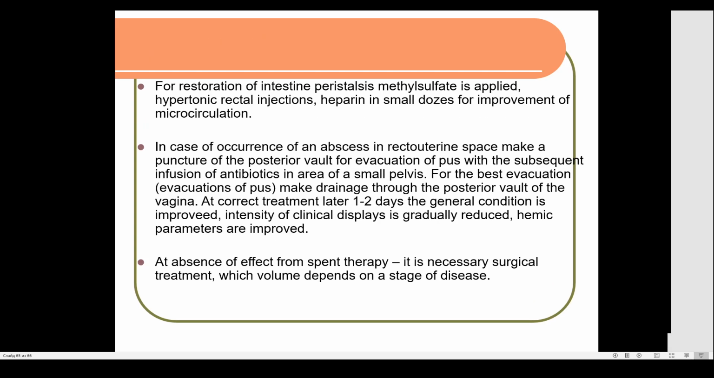For restoration of intestine peristalsis, of course, we use some medication to increase this peristalsis. In case of occurrence of abscess in retrouterine space, make a puncture of the posterior fornix for evacuation of pus with the subsequent infusion of antibiotics in area of a small pelvis. For the best evacuation, make drainage through the posterior wall of the vagina.